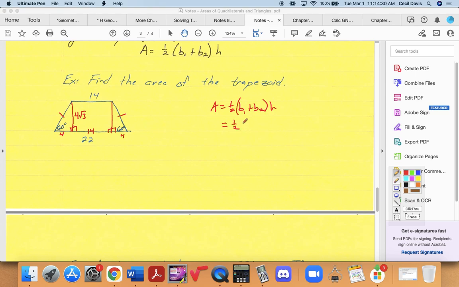So this will be 1/2 of 14 plus 22 times the height, which is 4 square roots of 3. This is going to be 1/2 of 36 times 4 square roots of 3. 1/2 of 4 is 2. 2 times 36 is 72. So that's 72 square roots of 3. And there were no units on it, so I don't have to put units on the answer. Wait, did you multiply 4 and 36? I multiplied half times 4 rather than half of 36, which is more difficult.